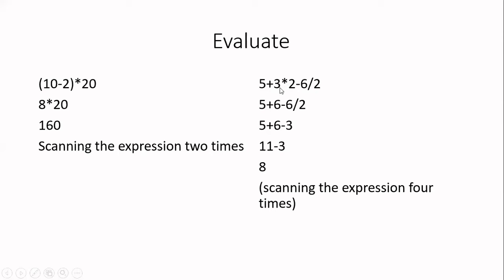So now if I evaluate multiply, I will have 3 multiplied by 2, that is 6. So in the next step, I am writing 6. Now I have 3 operators: plus, minus, and divide. Here, divide is having higher priority. So evaluate that. So 6 divided by 2 will be 3.